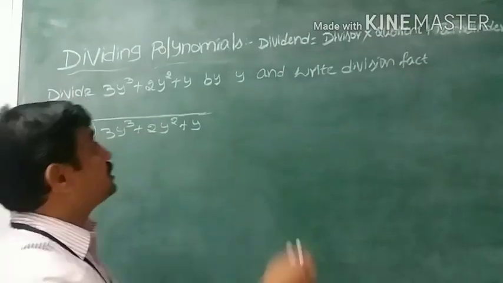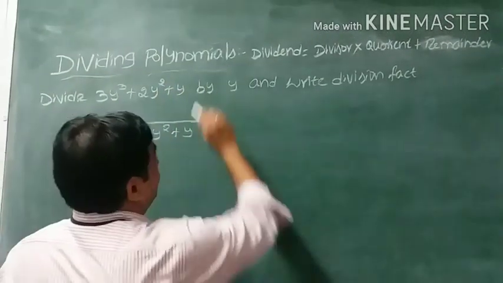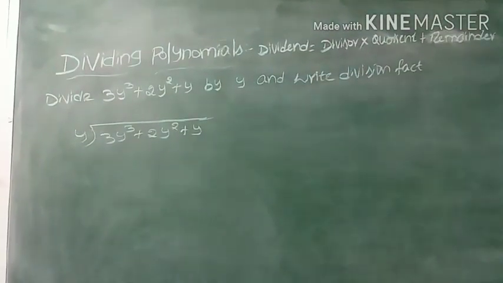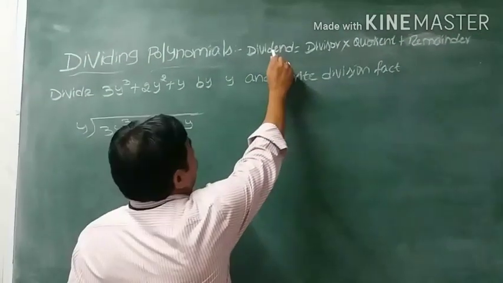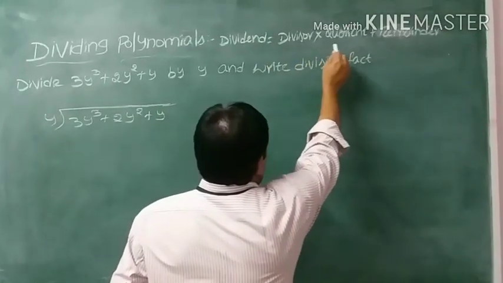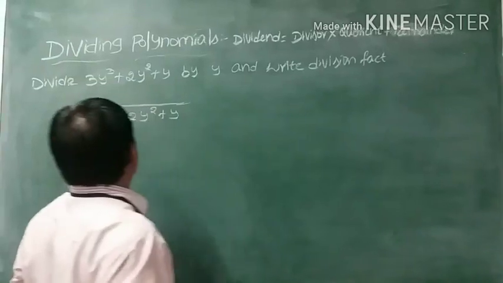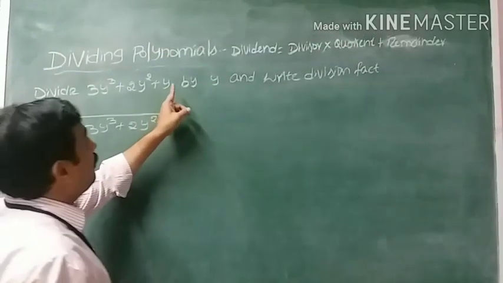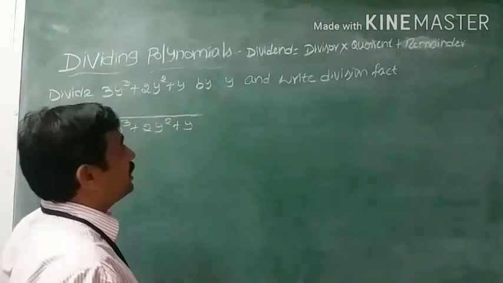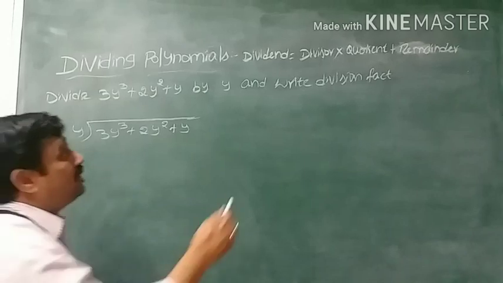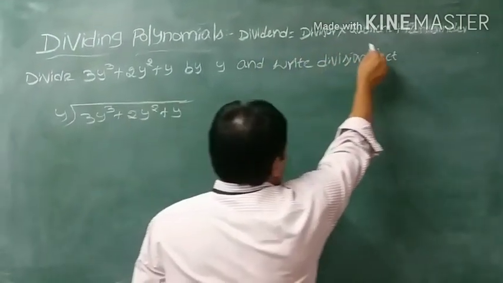The new topic is dividing polynomials. Under this we had one formula: dividend is equal to divisor into quotient plus remainder. Now for example, divide 3y cube plus 2y square plus y by y and write the division fact. Here the division fact is dividend is equal to divisor into quotient plus remainder.